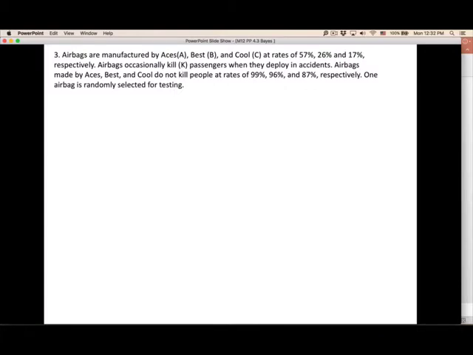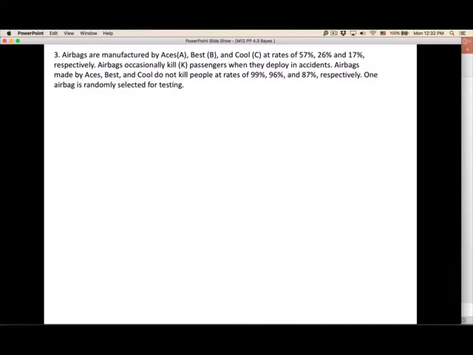Next example. Airbags are manufactured by the Ace Bags and Cool Company, and the airbags occasionally kill passengers when they deploy in accidents. Airbags made by Ace Bags and Cool do not kill people at this rate, and one airbag is randomly selected for testing. For these questions, you could use the tree diagram, just like what we did in the previous example. And I will try to use another method, Bayes' theorem.